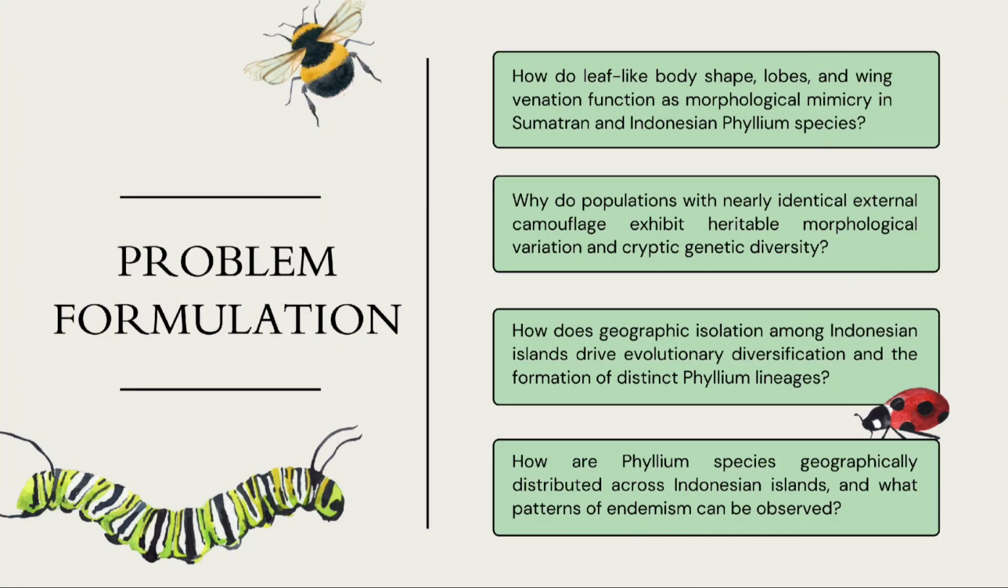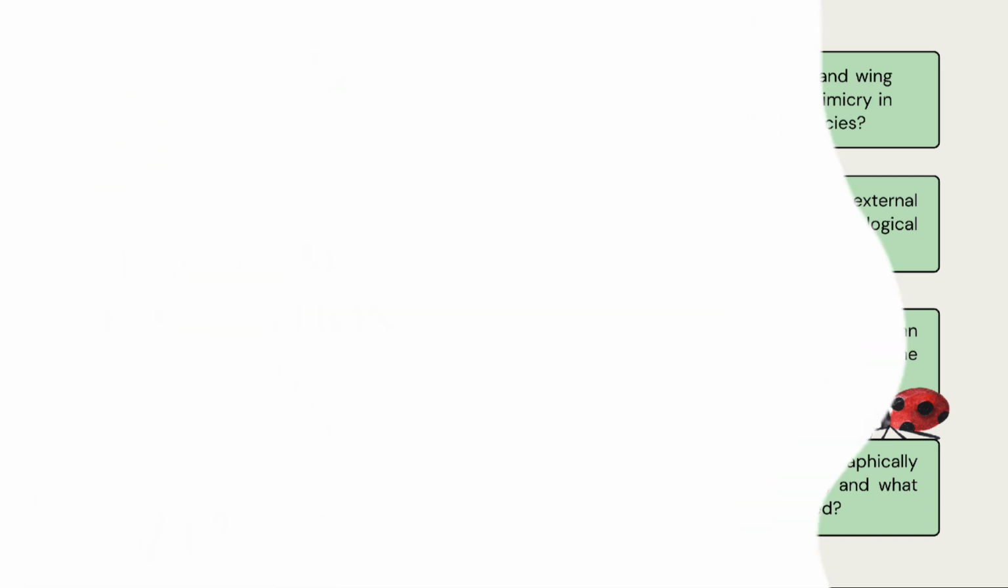Next, we're going to state our problem formulation. The first one: how do leaf-like body shape, lobes, and wing venation function as morphological mimicry in Sumatran and Indonesian Phyllium species? The second: why do populations with nearly identical external camouflage exhibit heritable morphological variation and cryptic genetic diversity? The third: how does geographic isolation among Indonesian islands drive evolutionary diversification and the formation of distinct Phyllium lineages? And the last: how are Phyllium species geographically distributed across Indonesian islands, and what patterns of endemism can be observed?